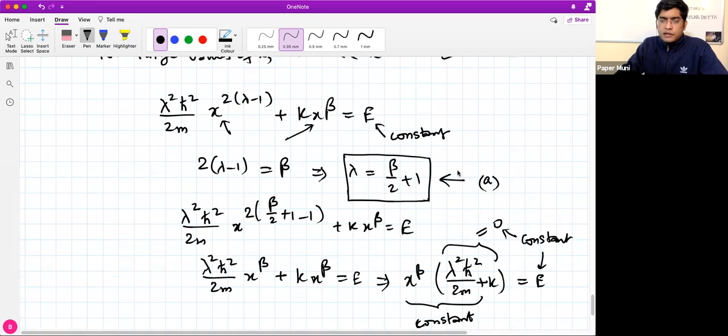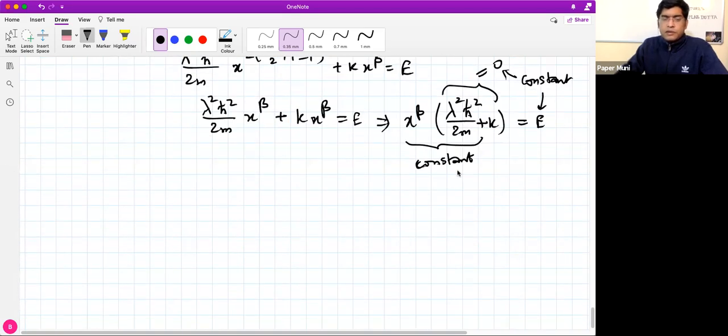So this is the answer. You just have to compare the powers and see how you can reduce this equation into a constant value equation. And let's do another problem. I'll give you this as homework. Then we'll proceed further.